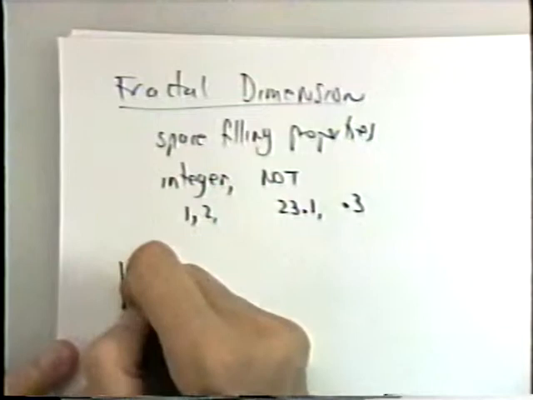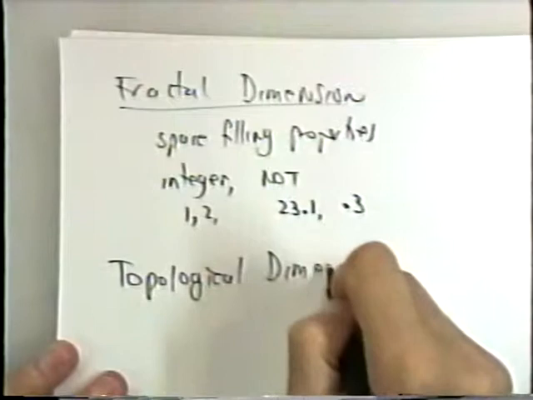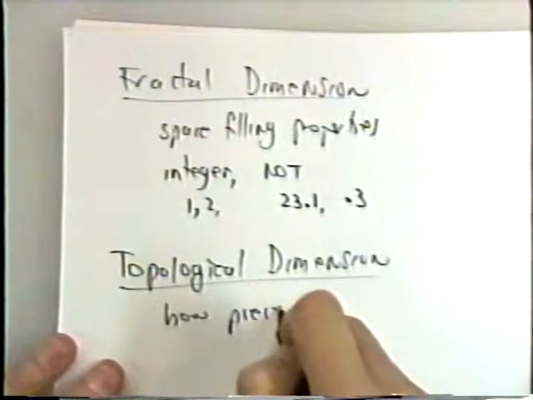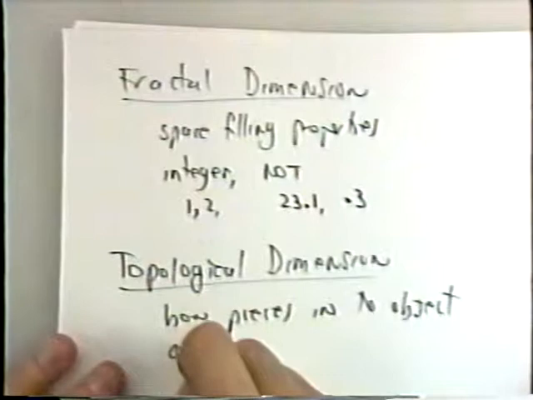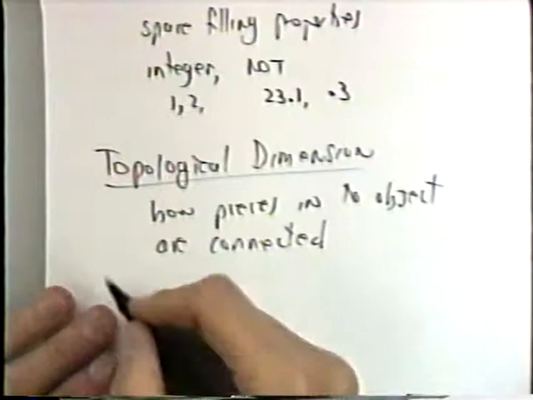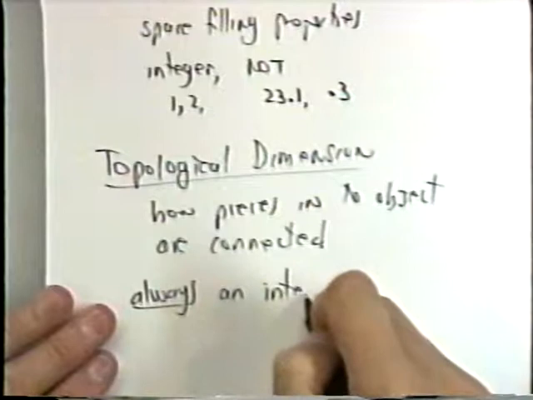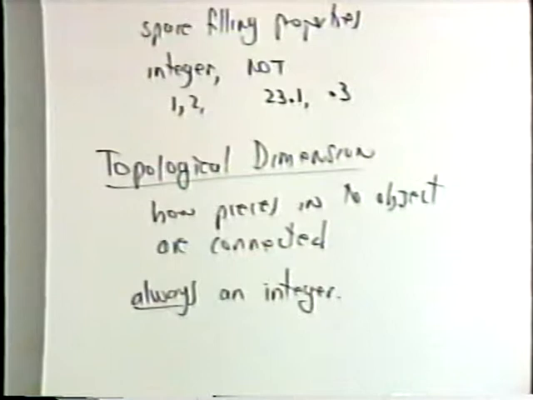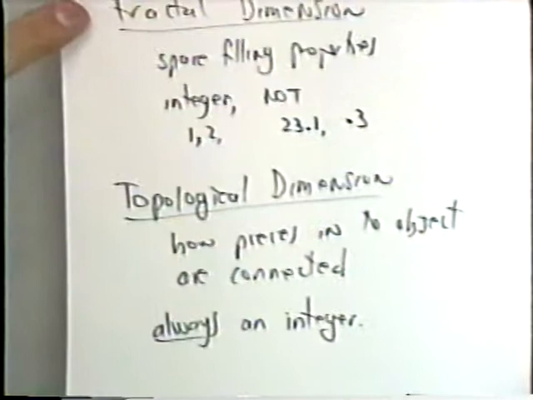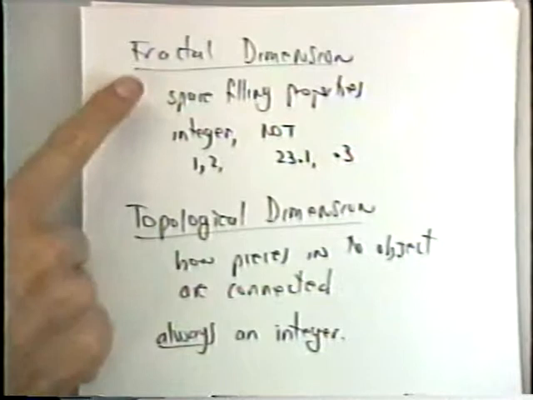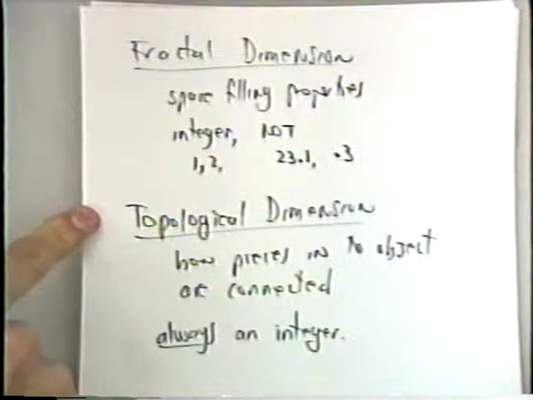And the next dimension we're going to look at now is the topological dimension. And this says how pieces in the object are connected. And we'll see this is always an integer, because it's just how it's defined. And I'm going to give some examples of topological dimension. Most books don't describe the topological dimension. One of the things we did in both of my books is we describe both the fractal and topological dimensions. And the reason for doing this is that using these two concepts, I'm going to give you a formal definition of a fractal. But we need both of these concepts to do it. And so that's why we're doing this.